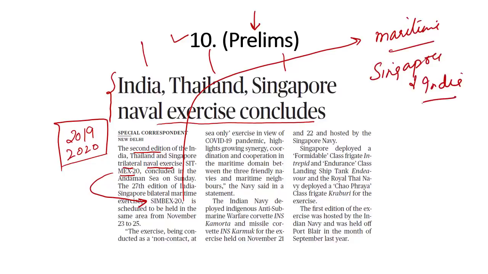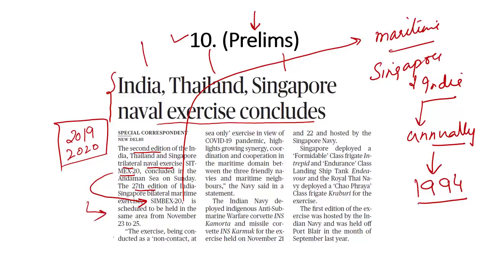This SIMBEX is held annually, a very important statement for your prelims examination, and it has been conducted since the year 1994. That is why the 27th edition of SIMBEX will be held from November 23 to 25. So the India, Thailand, Singapore trilateral naval exercise is called SITMEX. India and Singapore have a bilateral maritime exercise called SIMBEX.